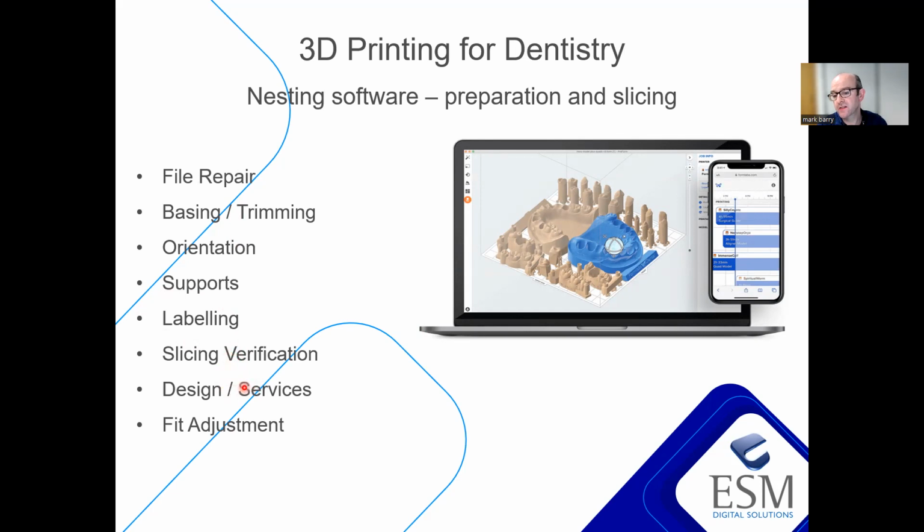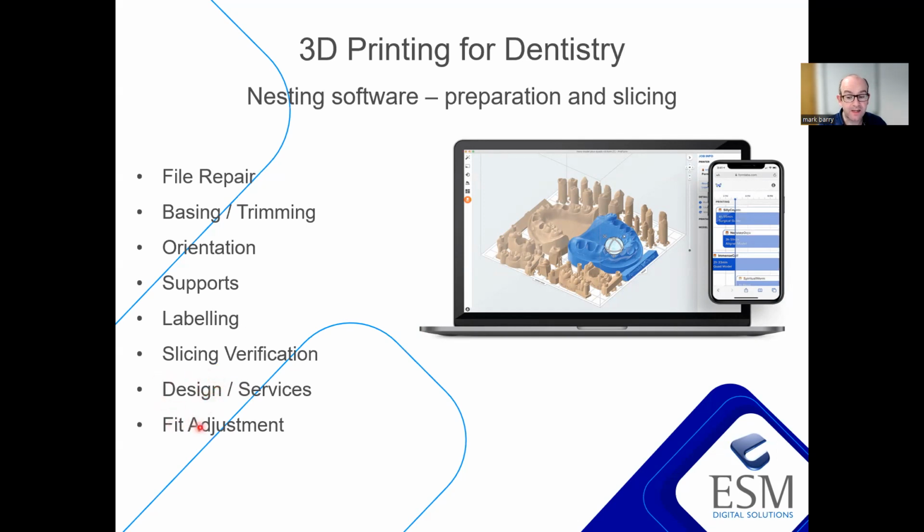Design and services. Going back to the point I made a few moments ago, if we want to print something in-house, how are we going to design it? We need to pay a bit of attention to that. Some printer manufacturers will offer design services, online design services via their portal. And that's great. There are obviously third-party solutions out there. You can get software yourself. And there are a couple of printing software solutions that actually have a design capability within them.